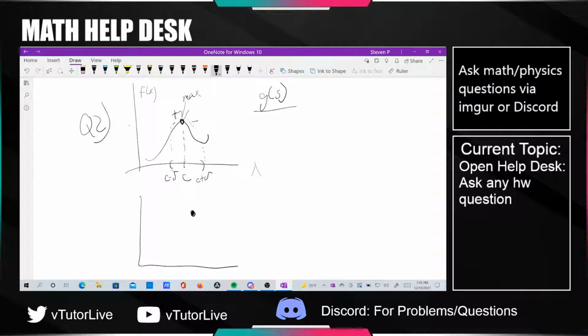They're saying that there's only one critical point, right? And they're trying to tell you that some point over here has positive slope.